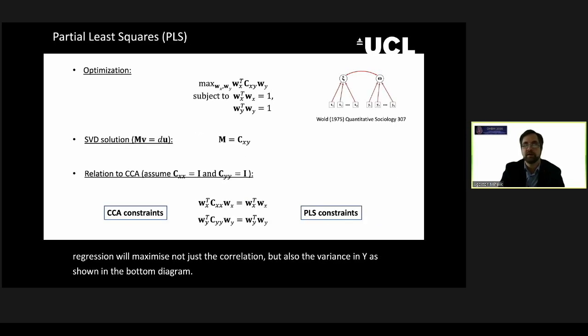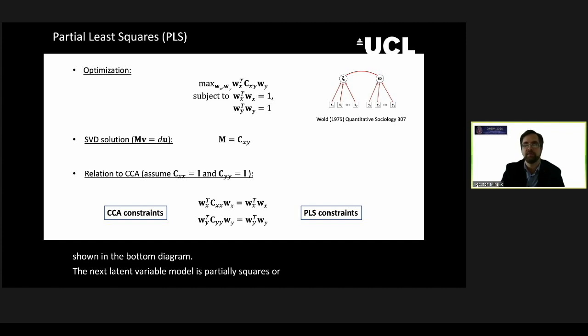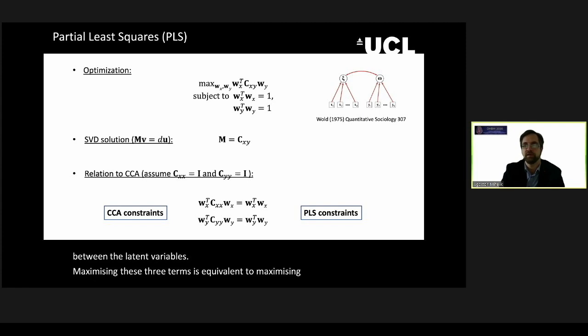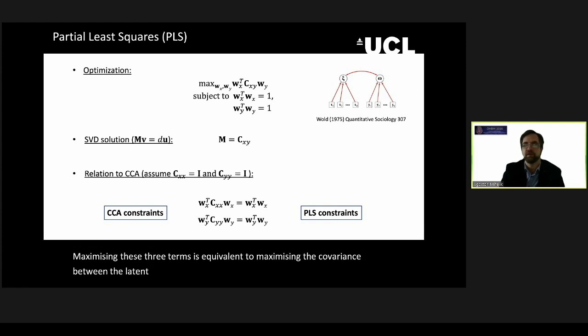The next latent variable model is partial least squares, or shortly PLS. It maximizes the variance in both data modalities, as well as the correlation between the latent variables. Maximizing these three terms is equivalent to maximizing the covariance between the latent variables, which is the common way of understanding PLS. This can also be seen from the SVD solution, which includes only the covariance term.